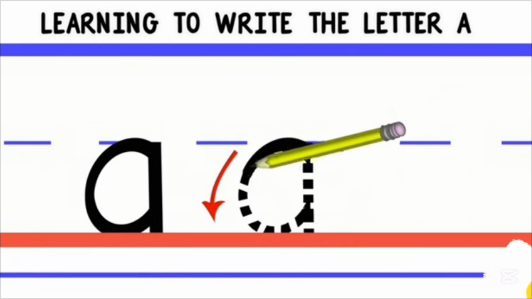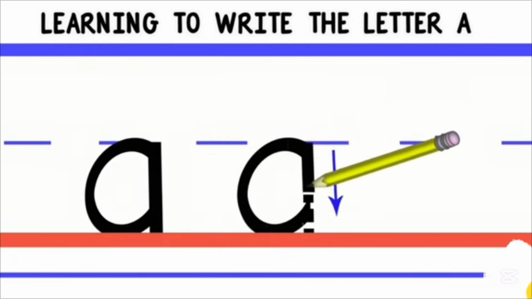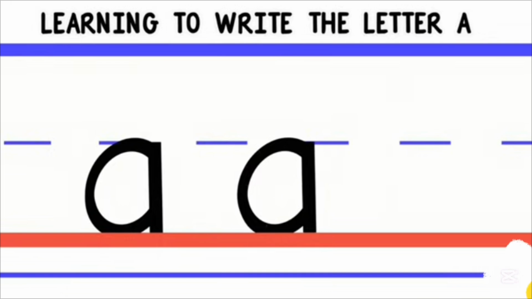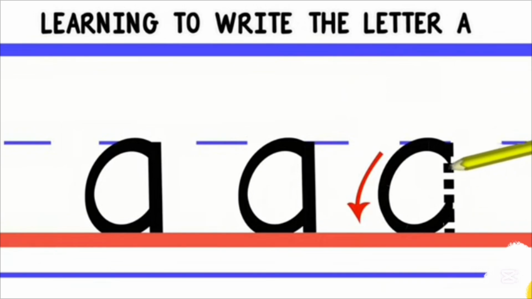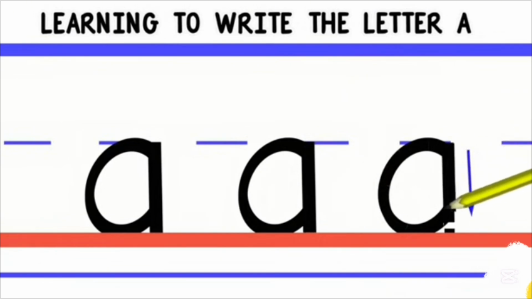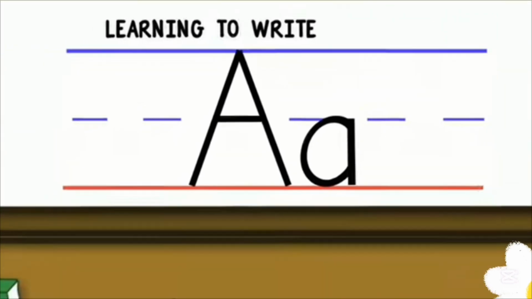We'll start in the middle and go around in a circle. Then we draw a line down. Good job! Now you try. Good job! Now you know how to write the letter A.